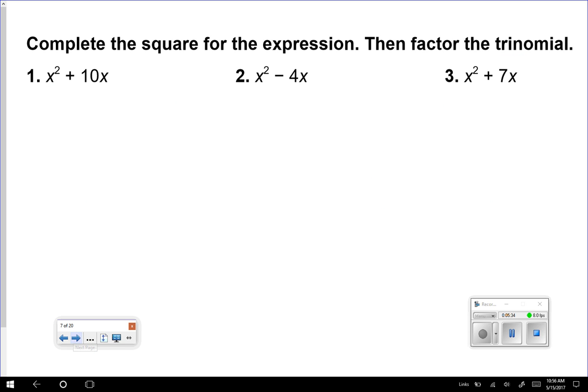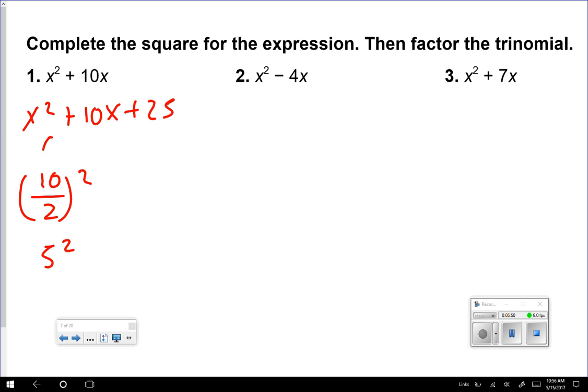Some more examples here. Okay, so we have x squared plus 10x. So we want to find that c. So we're going to take b, divide it by 2, and square it. So 5 squared, so we have 25. So this should be easy to factor. And we get 5 and 5, plus and plus. Here we go.